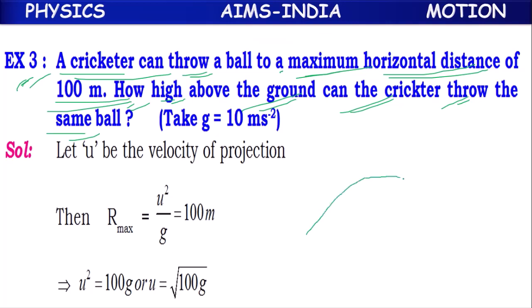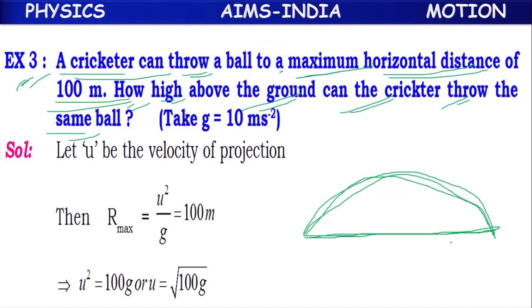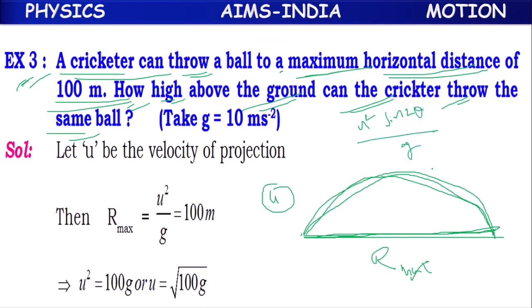Means he can throw the ball to this maximum horizontal distance or maximum range. Means if we throw with the velocity of u, let us assume the range is maximum. Range formula u square sin 2 theta by g. Maximum range means sin 2 theta to be equal to 1. Then u square by g will be the maximum range. So maximum range u square by g is equal to 100 meter.